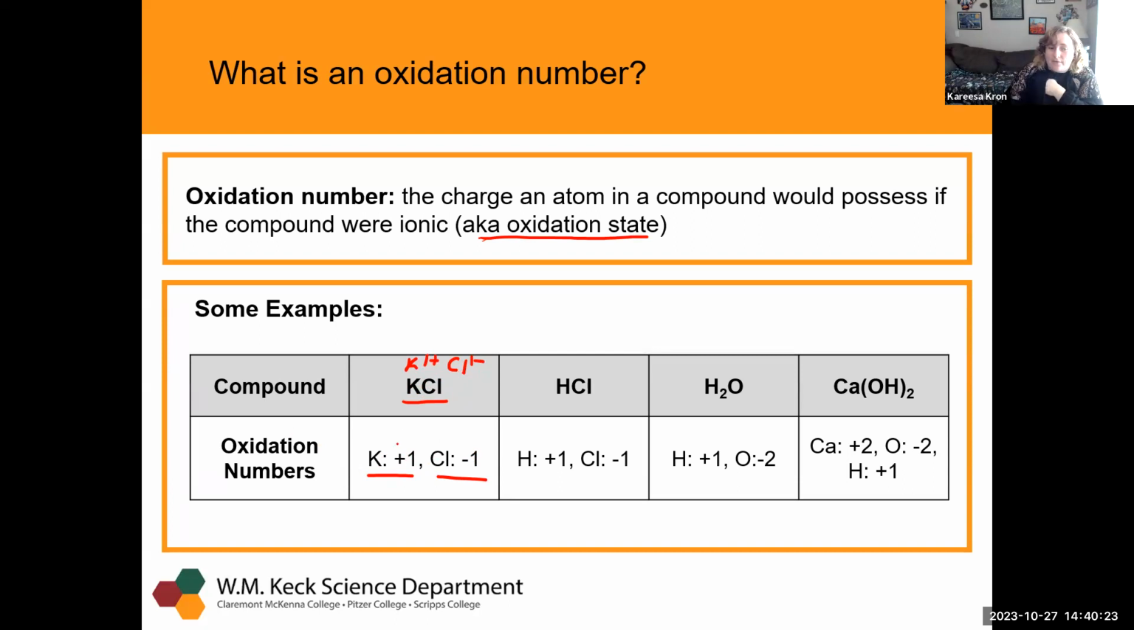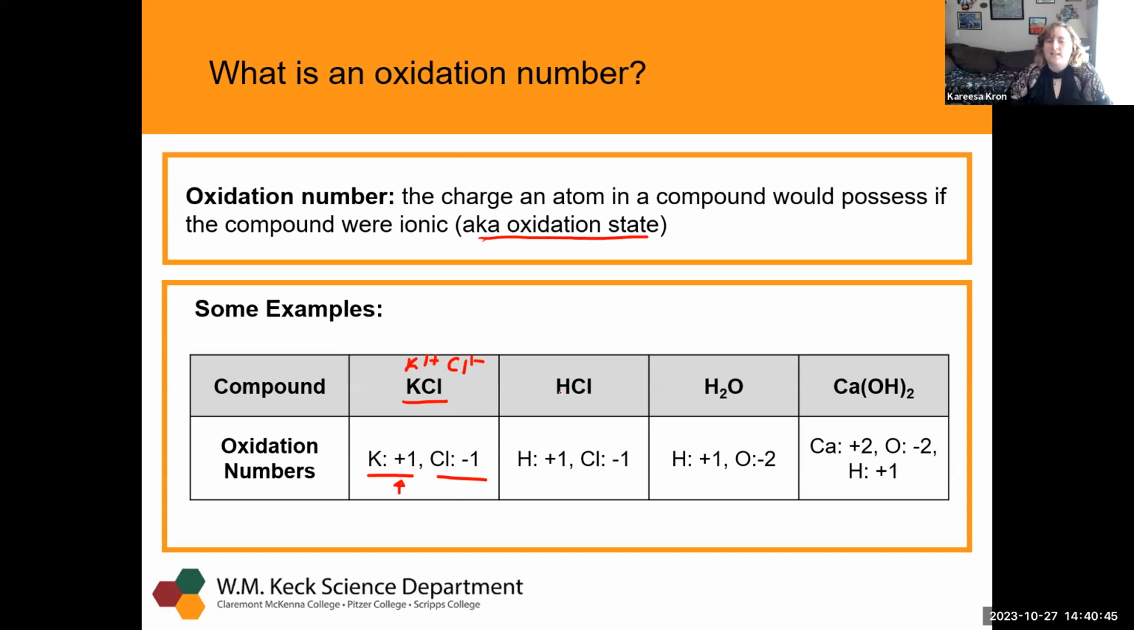And you'll notice that I flipped the order of the number and the sign, because for oxidation state we do put the plus sign or the minus sign first and then the number. It helps us distinguish between when we're specifying charge and when we're specifying oxidation state. So I just want you to notice that I made this change.